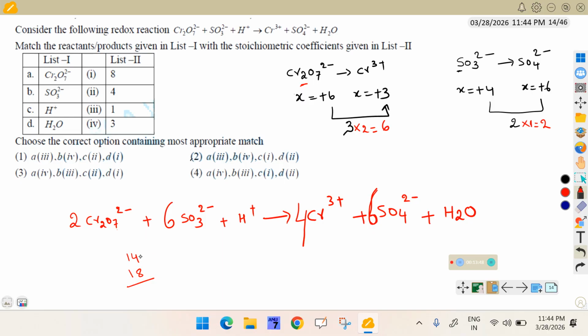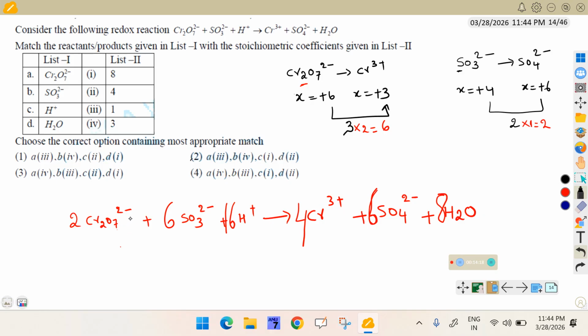Total 32 oxygen atoms on the left side. On the right side, how many oxygen atoms are already present? 24 oxygen atoms are present. How many required? 8 oxygens required. So this is 8 moles of H2O. Now balance the hydrogen atoms. Here 8 into 2, 16 H plus ions.